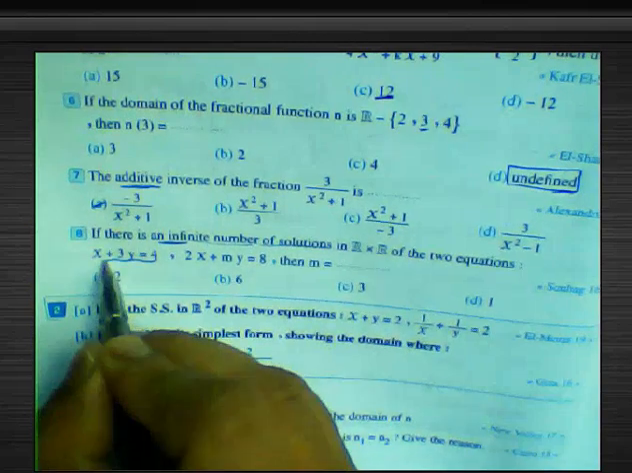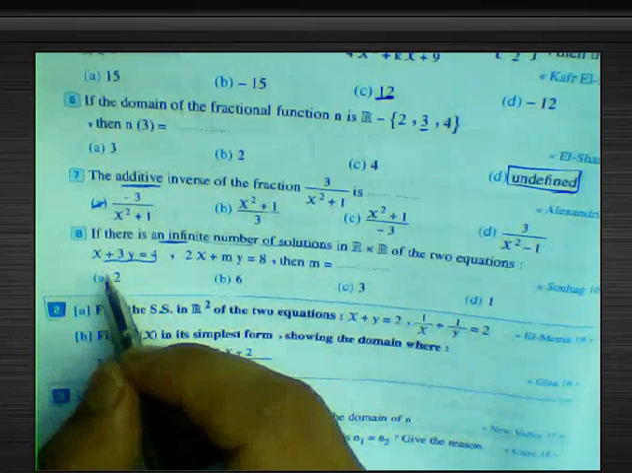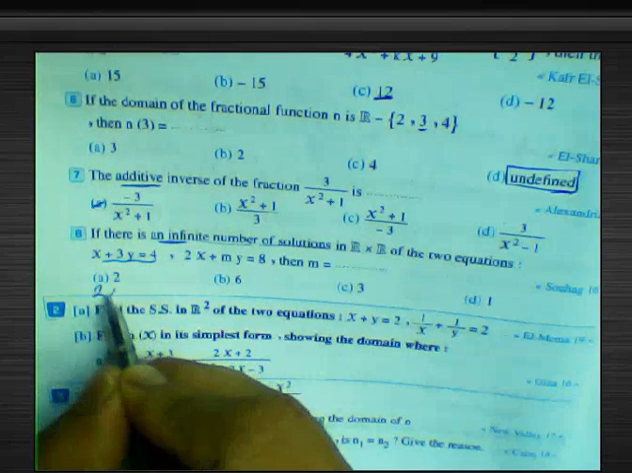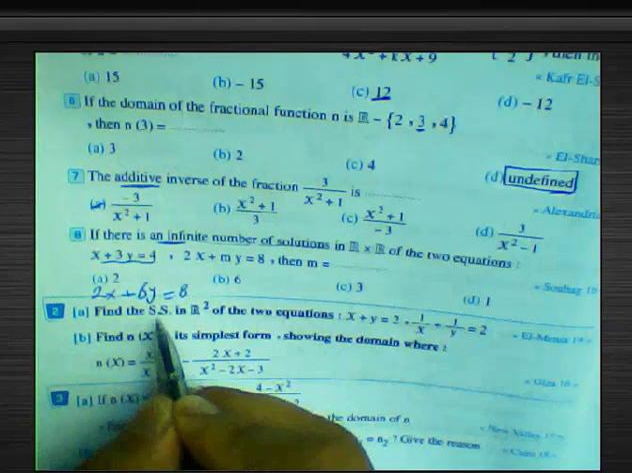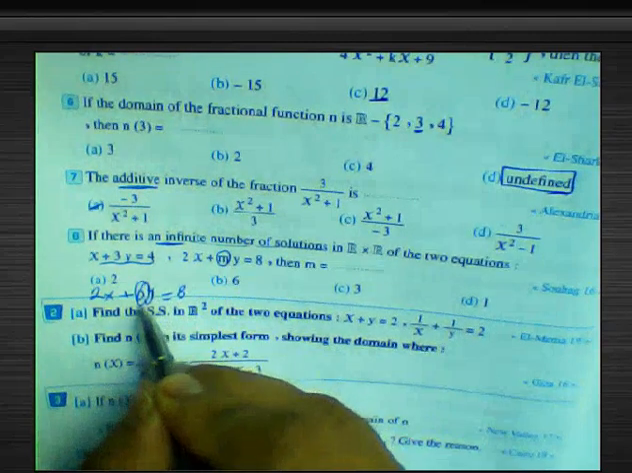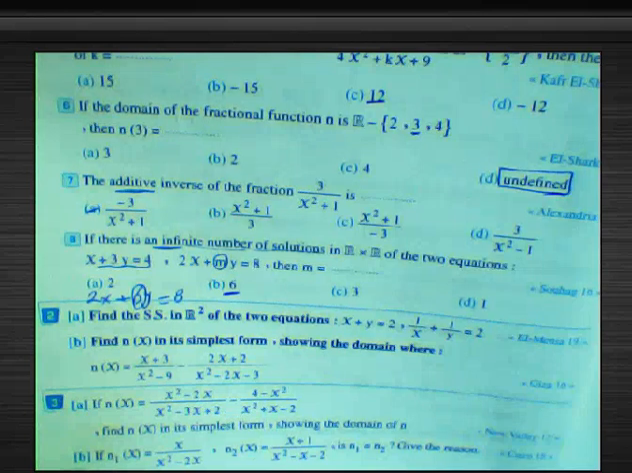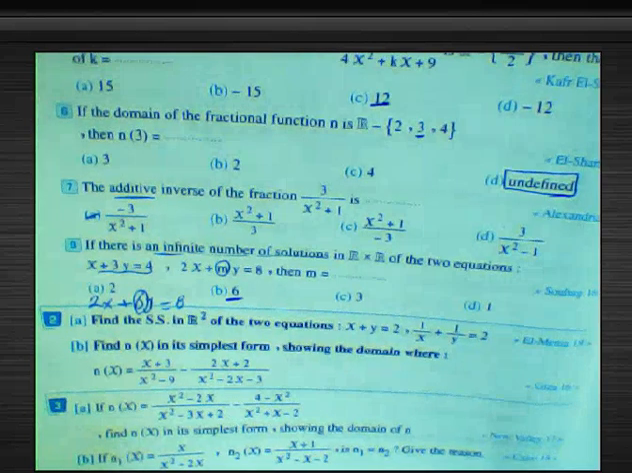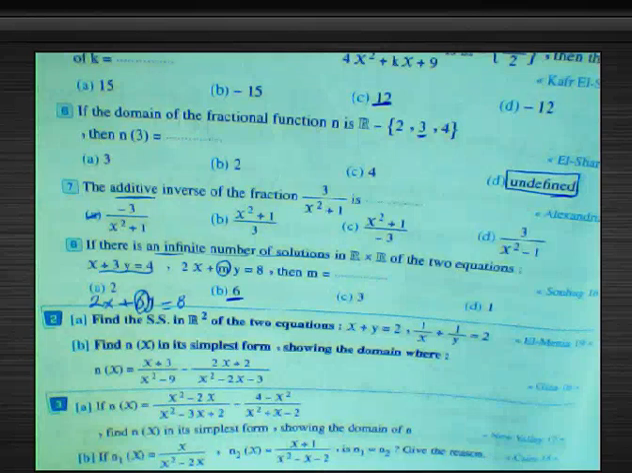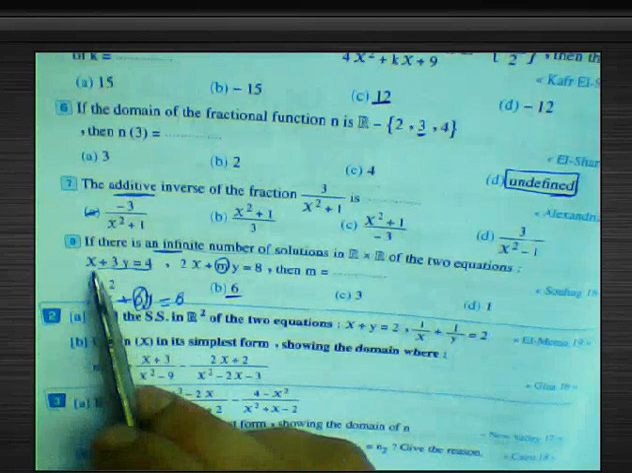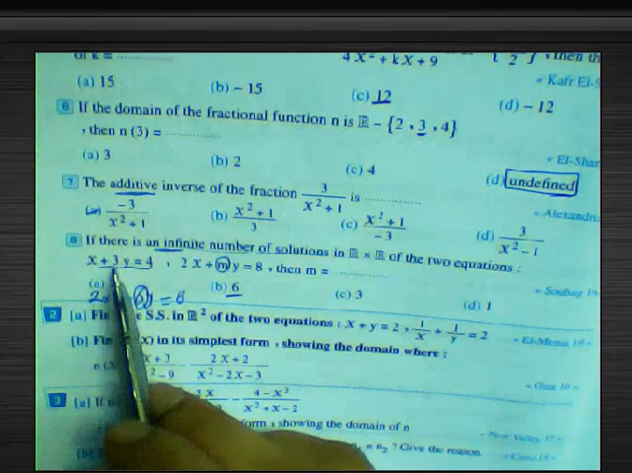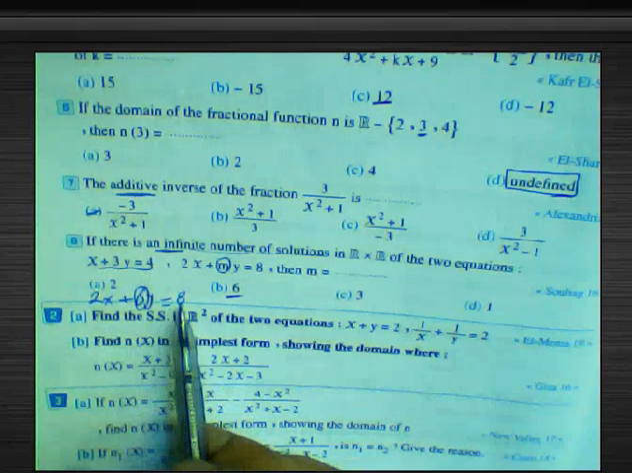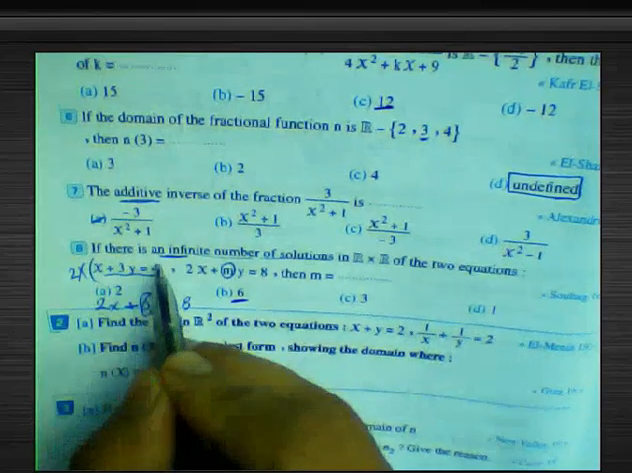So we must multiply all terms in this equation by 2. 2 times x is 2x, and 2 times 3 equals 6, y equals 8. So m will be equal to 6, because we have an infinite number of solutions. So the two equations will be congruent. Each term will be equal: x becomes 2x, 3y becomes 6y, 4 becomes 8, by multiplying all terms of the equation.